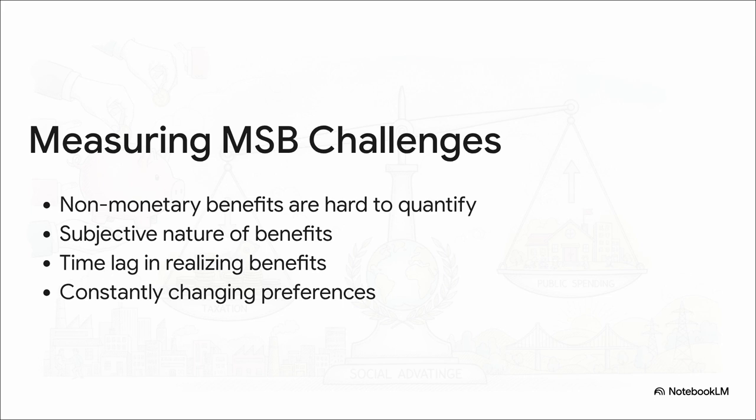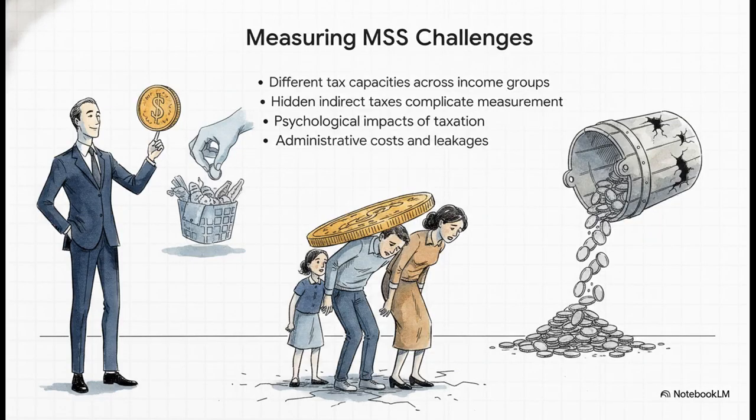Plus, there's a massive time lag. If you invest heavily in primary education today, the economic benefits won't show up in the data for another 15 or 20 years. Trying to perfectly measure instant benefits is fundamentally pretty misleading. And measuring the sacrifice side? Just as complicated. Let's talk about tax capacity.